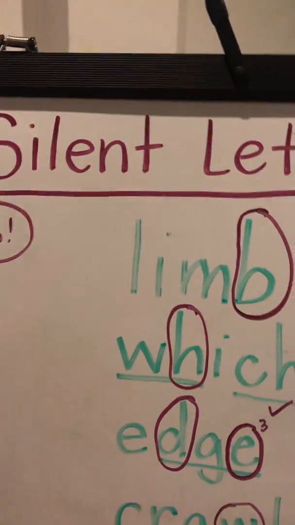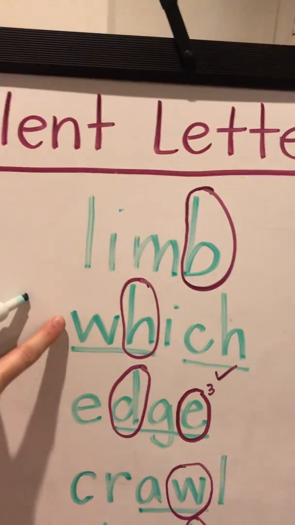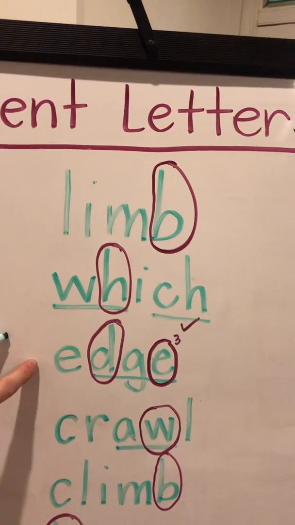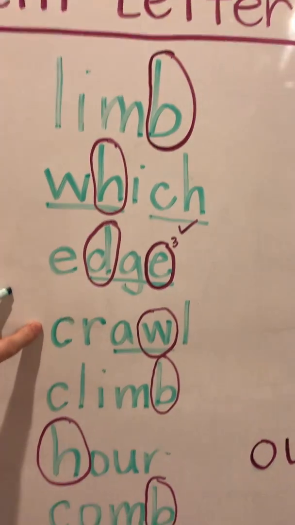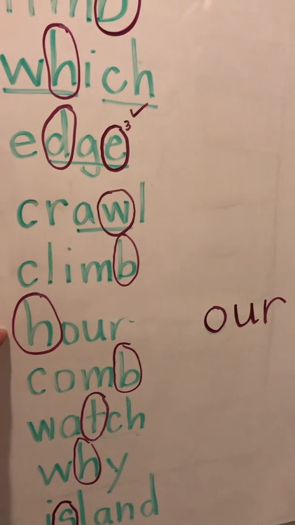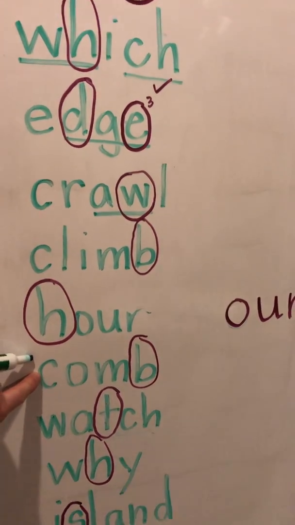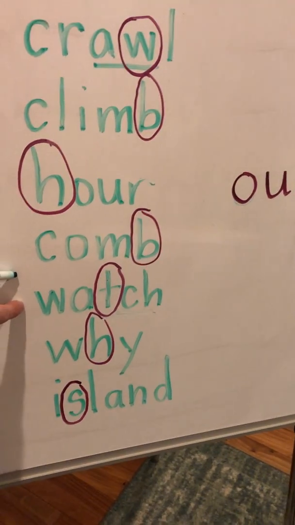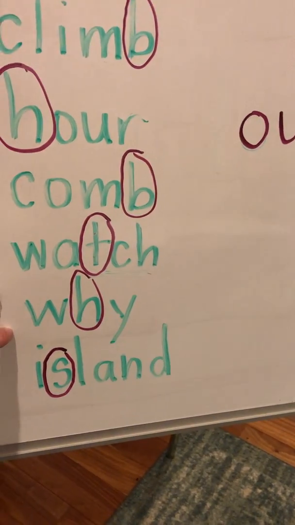So I'll read through these words with you one more time, and hopefully hearing them will help you when you get to that page, seeing where those silent letters are. So we have limb, witch, edge, crawl, climb, hour, comb, watch, why, island.